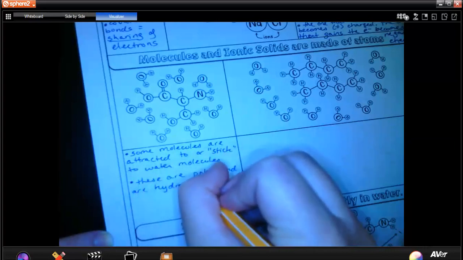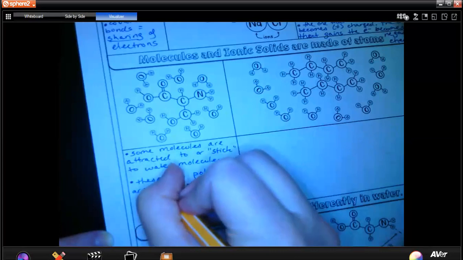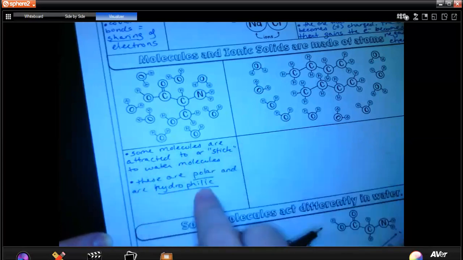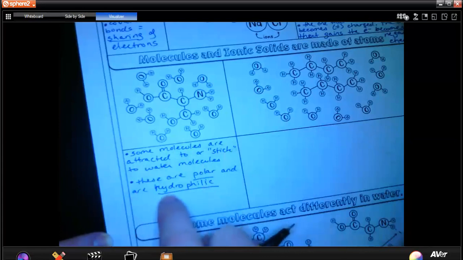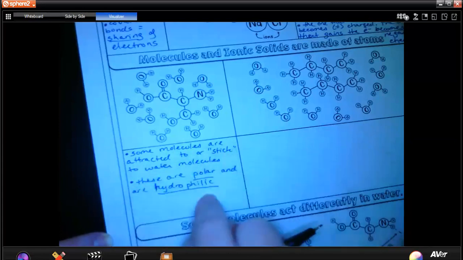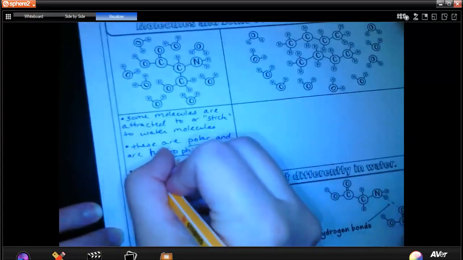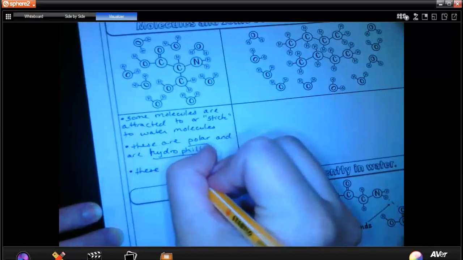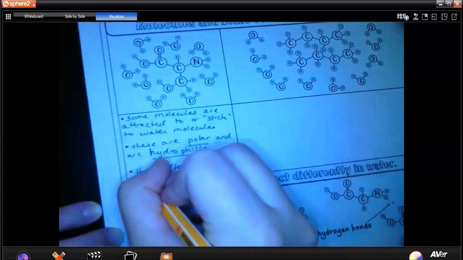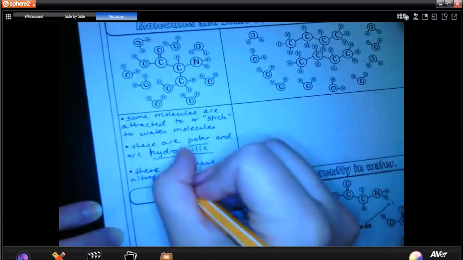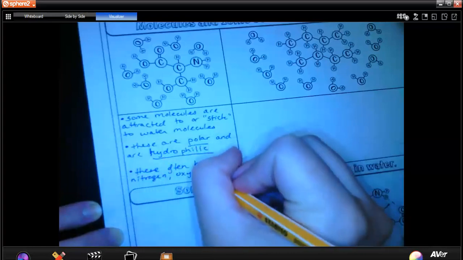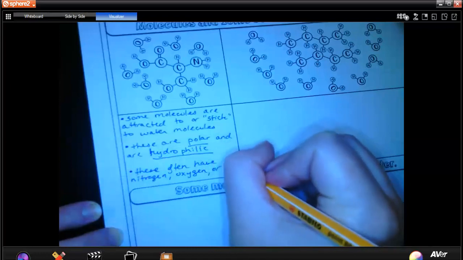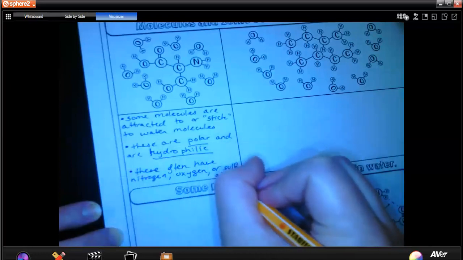So hydrophilic is a Latin term. This is an H. Hydro meaning water, philic meaning to love. So they love water. They're polar and they love water, okay? And these often have nitrogen, oxygen, or sulfur atoms. I'm just gonna squeeze sulfur in there, atoms. Okay, and so you're like, what are you talking about, Miss Millsmore? I just don't understand. I got you.